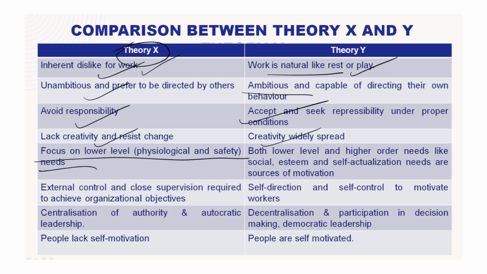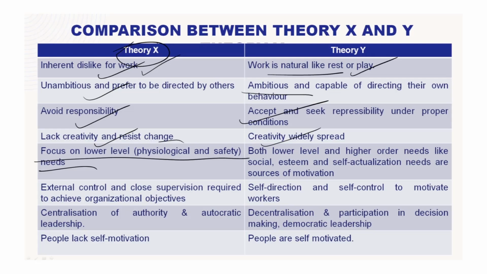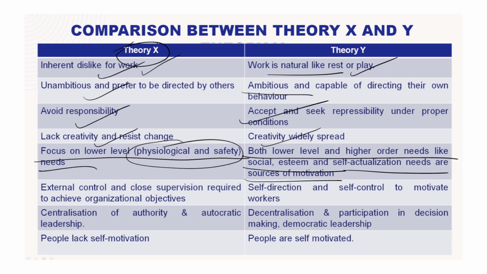Under theory X, like in the last motivation theory we have seen, the supervisory level is more towards physiological needs or safety and security needs, and these types of employees at the lower level require the management approach of theory X, where more and more autocratic practices should be followed, whereas in theory Y both lower and higher level needs like social, esteem, and self-actualization needs are the source for motivation.